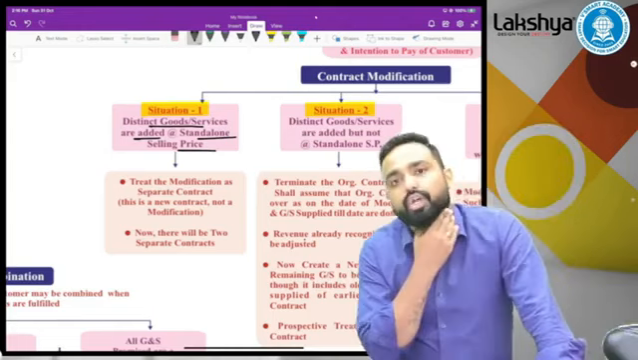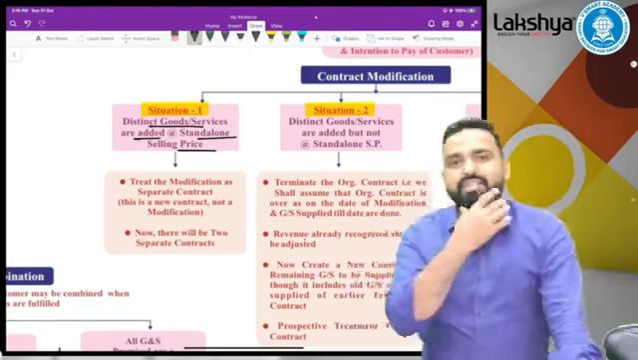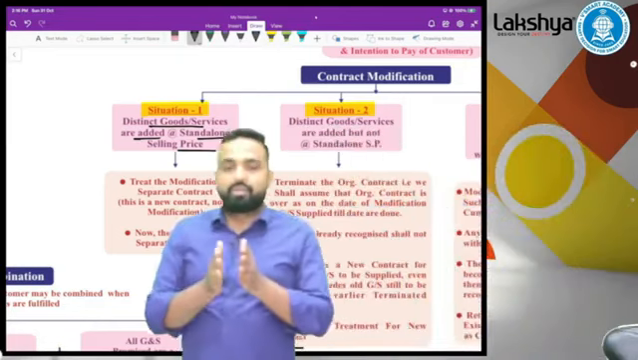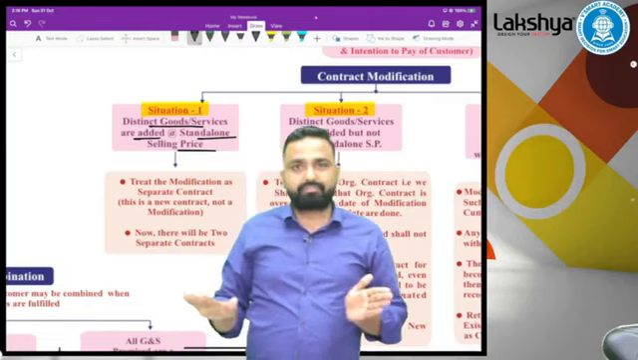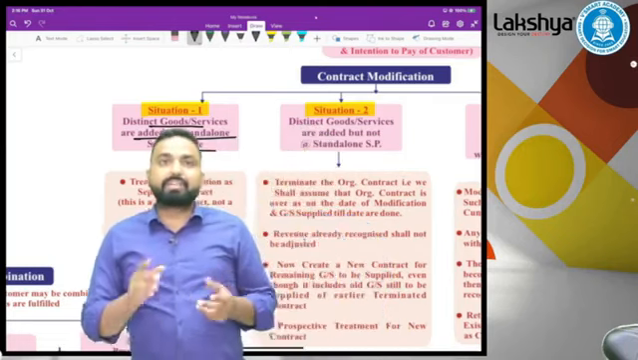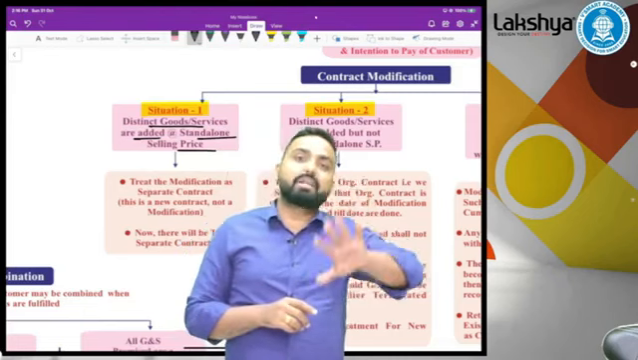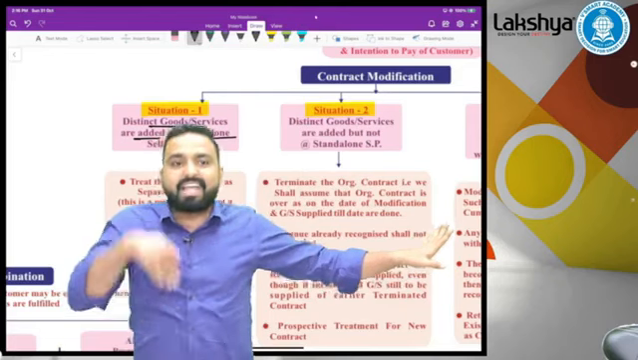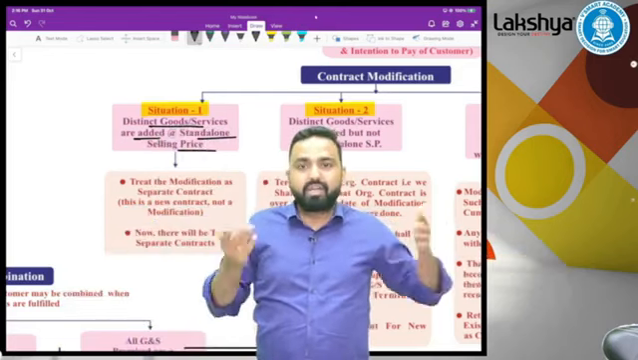First of all, I need to talk about distinct goods and services and standalone selling price. Distinct means totally different. Distinct goods and services means the goods and services which are part of the original contract are totally different from these additional goods and services.